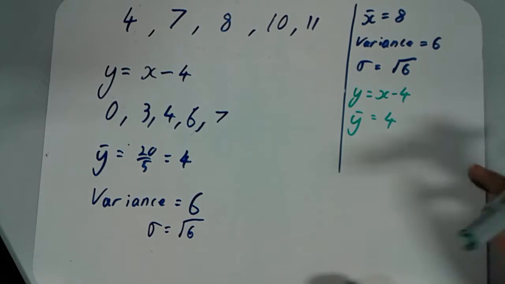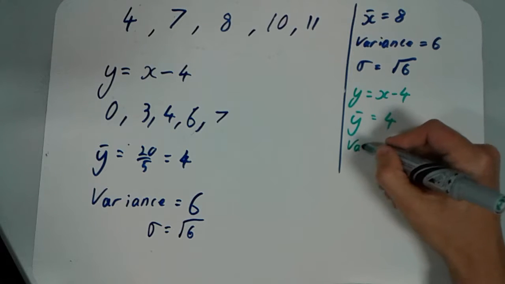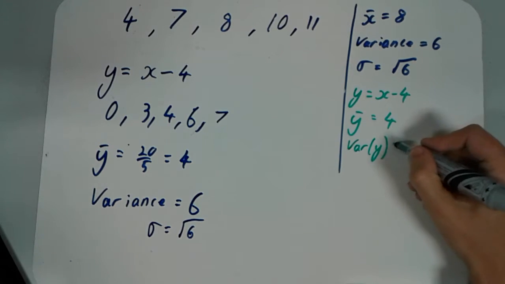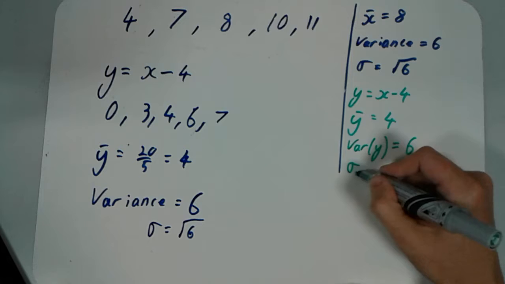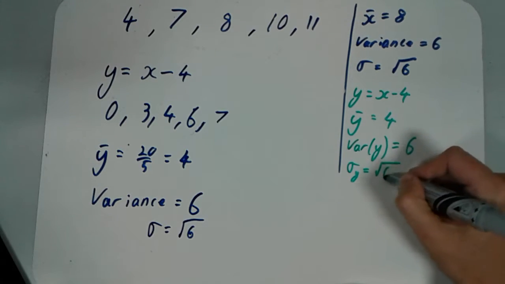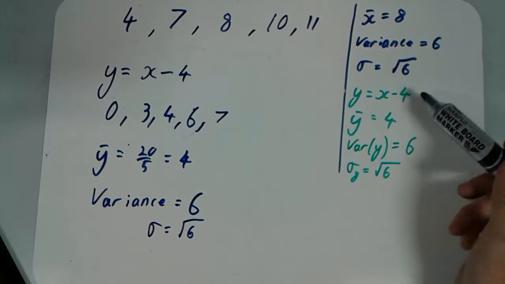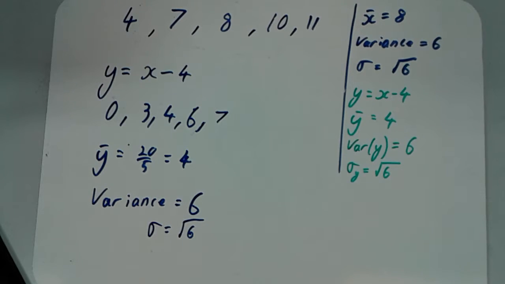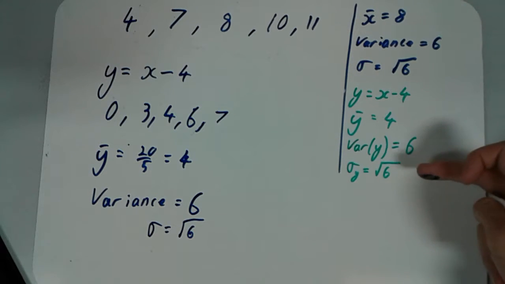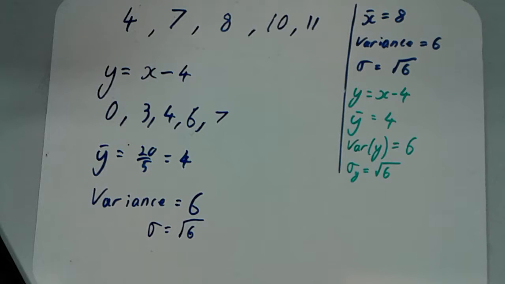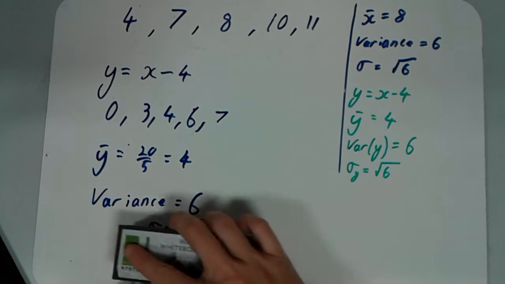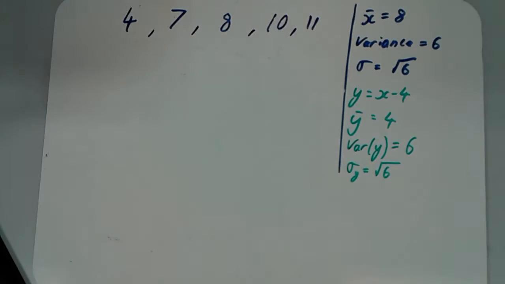So when we look at the variance of y, that will still be 6. The standard deviation of y will still be the square root of 6. Because we've subtracted the same amount from every single number, they will not vary by any more or any less than they did before. Variance and standard deviation remain the same if all we've done is translate our data. We've subtracted or added the same amount to each piece of data. Okay, let's look at another code.